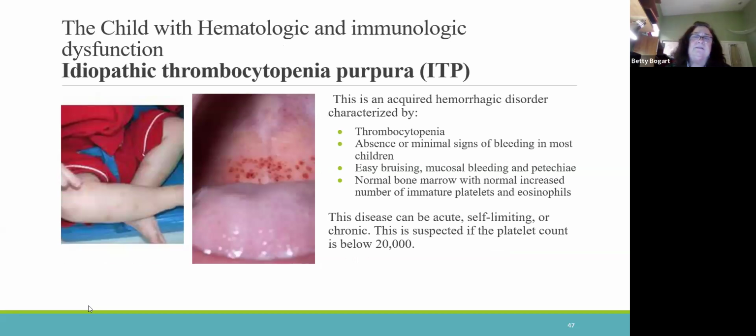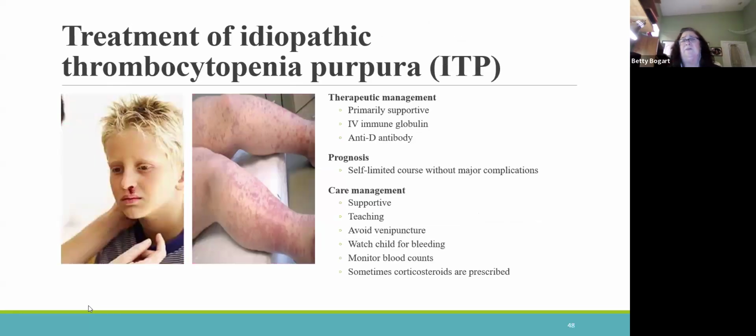ITP, P for platelets. Not enough platelets. What do you see? You're going to see little petechiae. You're going to see ecchymotic areas. I mean, this is low platelet counts, usually below 20,000. Usually you've had an upper respiratory infection in the last month or so. When we find that low platelet count, they're going to be admitted. They're going to be getting an IV with IV immunoglobulins and anti-D.